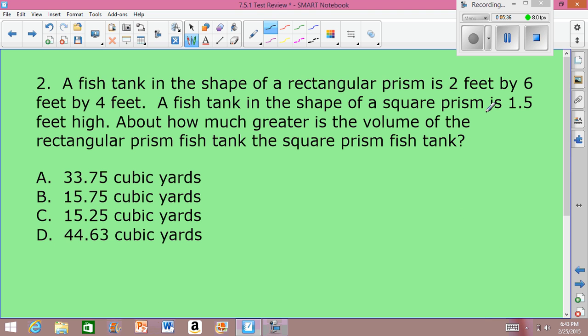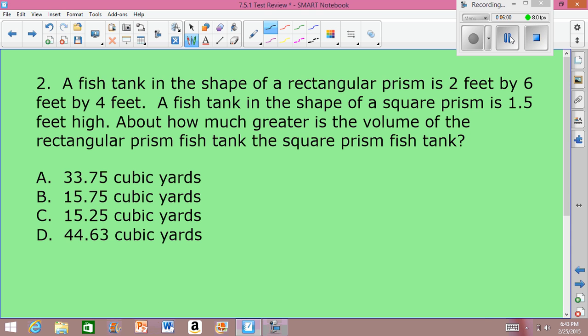All right, now we're going to move on to number 2. It says a fish tank in the shape of a rectangular prism is 2 feet by 6 feet by 4 feet. A fish tank in the shape of a square prism is 1.5 feet high. About how much greater is the volume of the rectangular prism fish tank than the square prism fish tank? So we have to find 2 different volumes and compare.